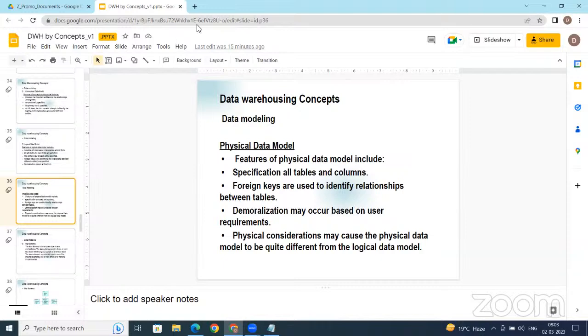Any questions, guys, on data model? In interviews, they will ask what are the differences between the conceptual data model, logical data model, and PDM. You should be able to answer when you face this question in interviews.